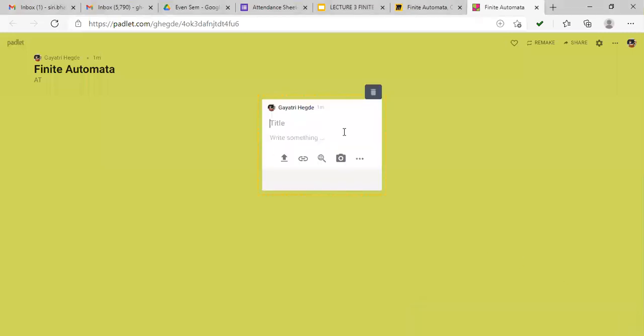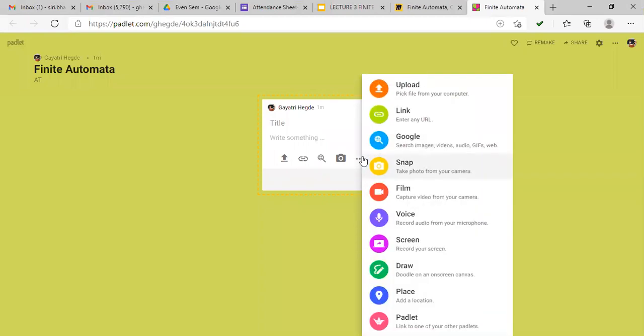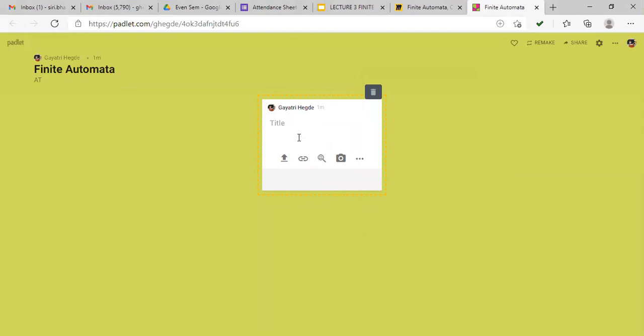Okay, you just click on this. You get the space. You write your name here. Okay, and then you can upload it. See here, you can upload any file. Please do upload, or you can even write here. If you want to write your answer, you can write here, like M is equal to Q. Okay, summation, you can write.